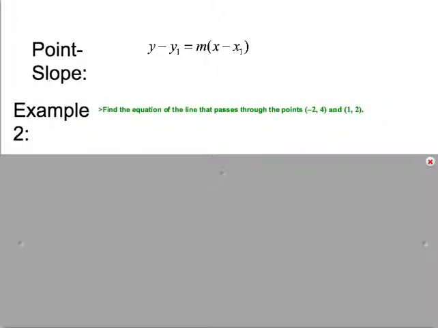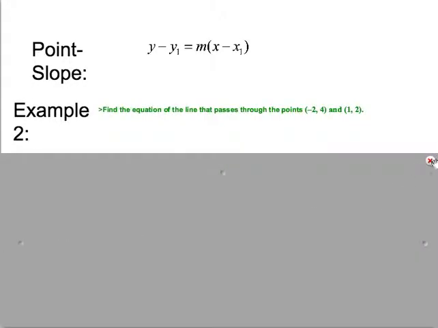We're going to do one now where we don't have the slope. Okay? Find the equation of the line that passes through the points -2, 4 and 1, 2. So now I have 2 points, but I don't have the slope. But when I have 2 points, I can find the slope by using the slope formula. So that's exactly what we're going to do.